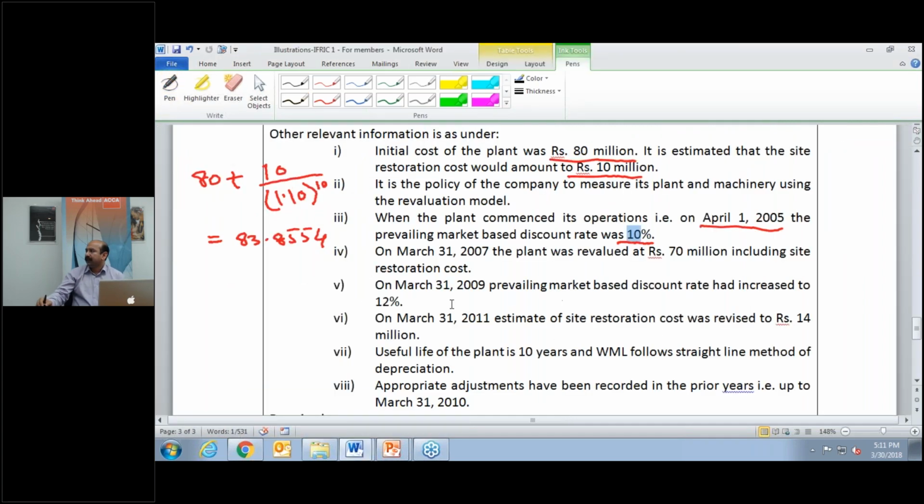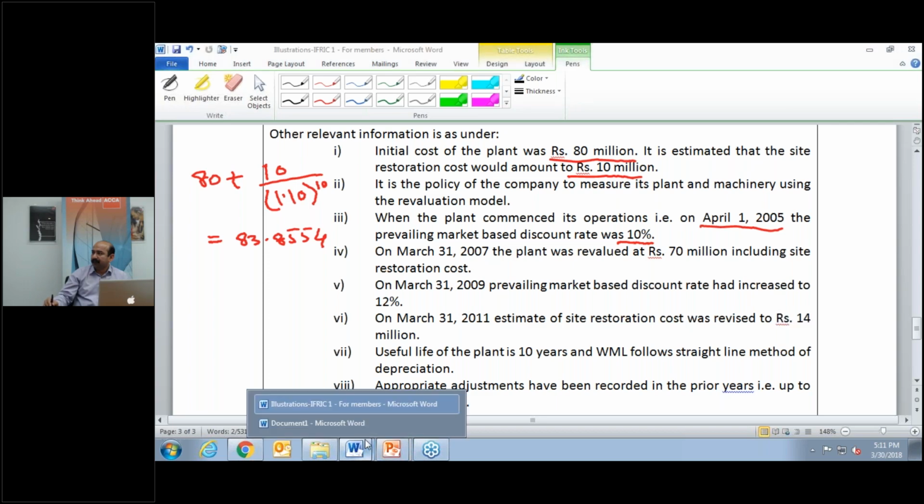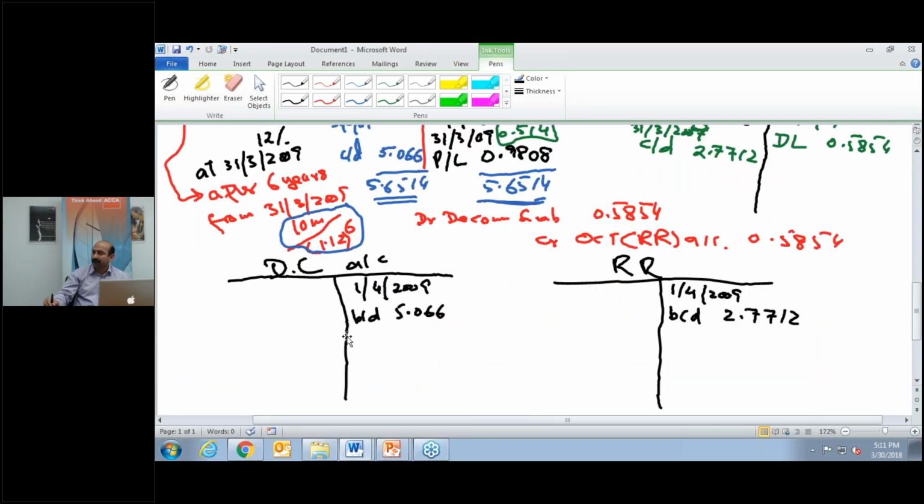The question is, we have solved this question till point number 5. On March 31st, 2011, again after 2 years, the estimate of site restoration cost was revised to 14 million. So again, there is a change after 2 years. Okay, first of all, we shall give the effect of 2 years. What is the effect of 2 years? We shall unwind the decommissioning liability by 2 years. At what rate? 12%, because now the rate is 12%.